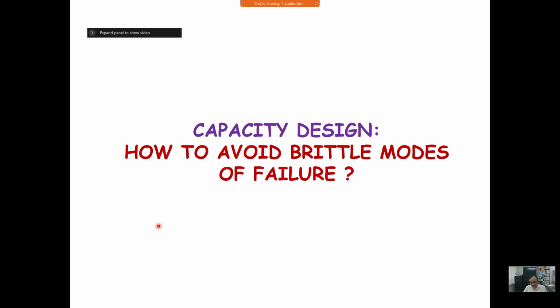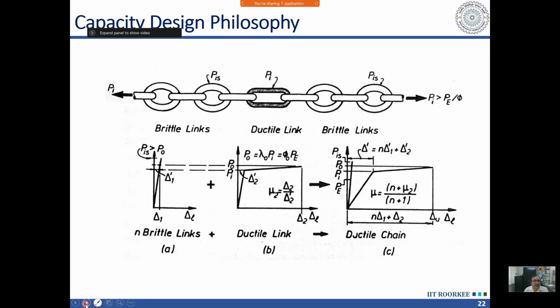Now, the second new concept which has been introduced recently in our course is the capacity design. So what is this capacity design? For explaining that, I will take an analogy. Suppose we have a chain, and in that chain there are several links, and one of those links is ductile. All other links are brittle. So only this dark link is ductile, all other links are brittle.